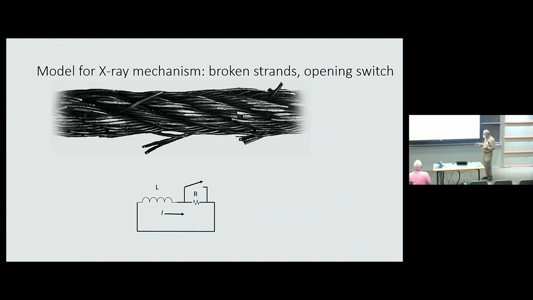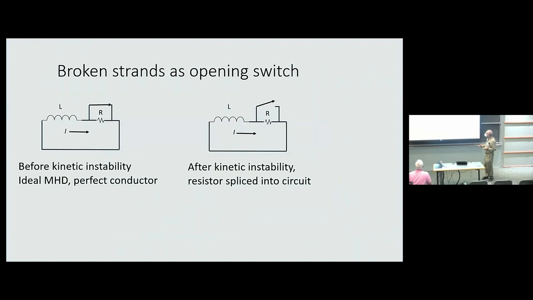So there's this concept of an opening switch. Here's an inductor. There's inductance in our system, and there's a resistor, and there's a current, and there's a switch in parallel with the resistor. So that's an opening switch situation. Before this kink instability, we have ideal MHD. The plasma is a perfect conductor, so the switch is closed, and there's zero resistance here. But after the kink instability, the switch is opened, and so there's some resistance in there. This is like the traffic jam. You feel resistance on the freeway when there's a traffic jam, and that's going to do a lot of things.